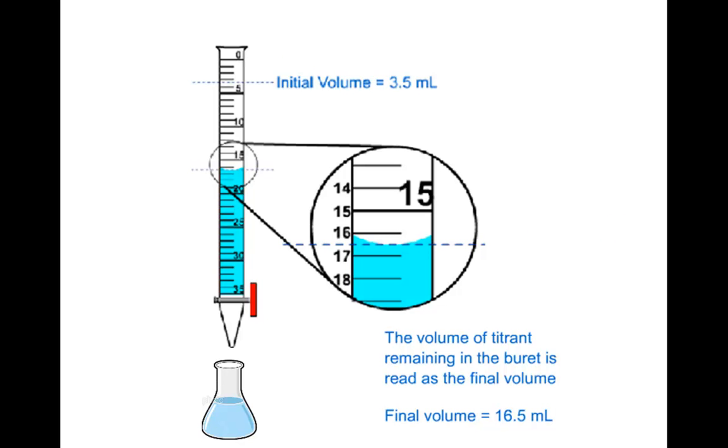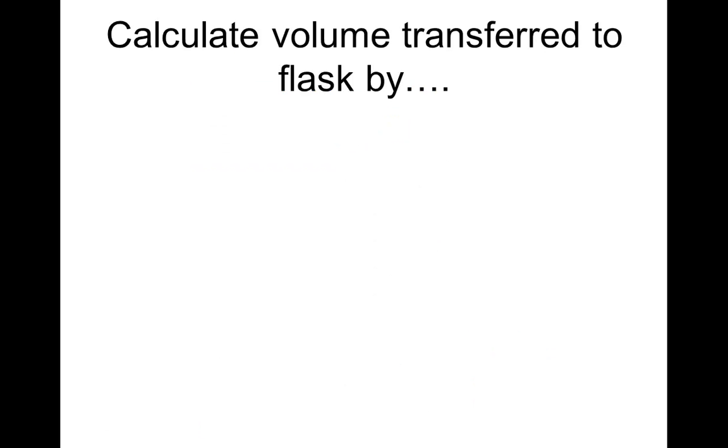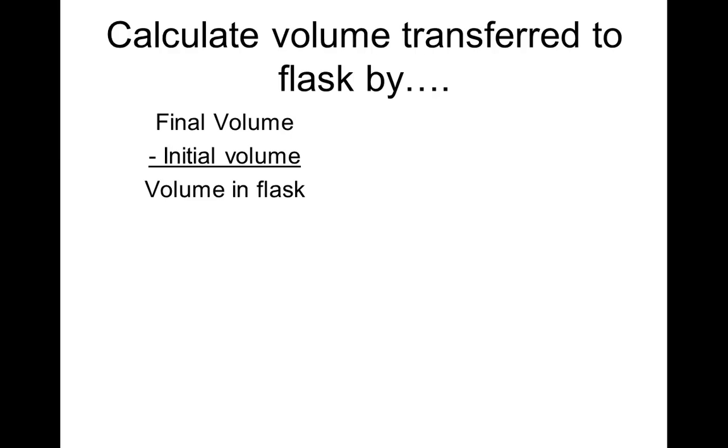So then, if you'll notice up here, I've got the line where we were at initially, I've got the line where we were at finally, so it's the difference between these 2 points. That is the amount of solution that I actually released into my flask. So we're going to calculate that volume. And guys, I know it's just a simple subtraction, but yes, I want you to show your work on this so I know that you're using the correct volumes. So we recorded that our final volume was 16.5 milliliters, initially was 3.5 milliliters.